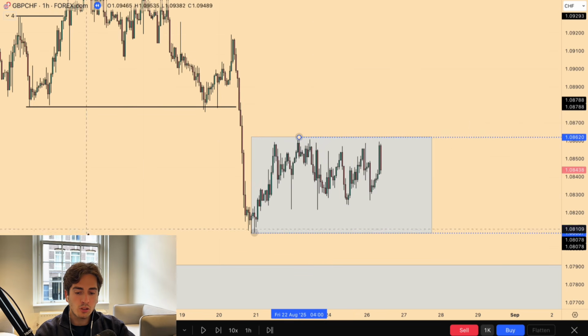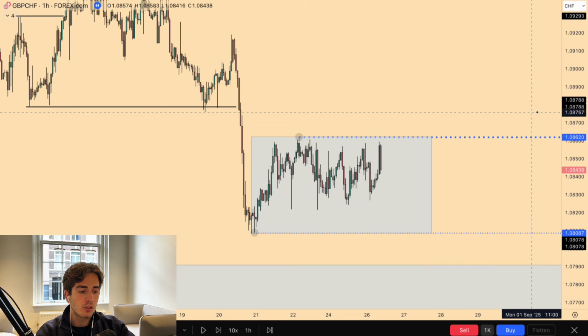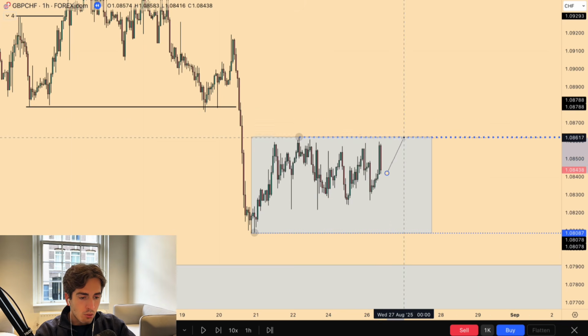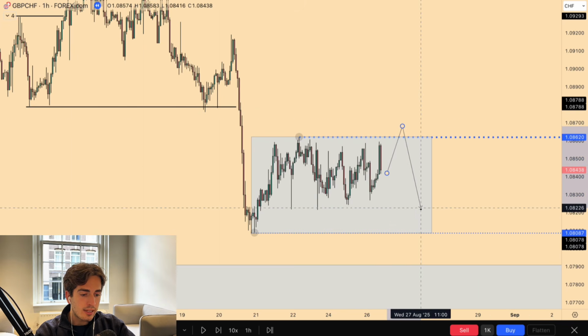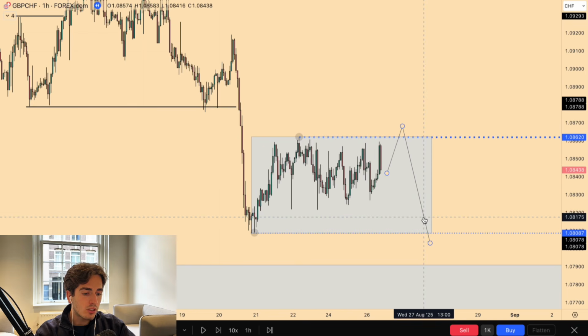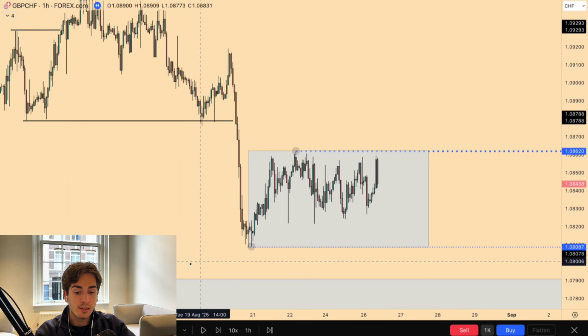Which is this blue dotted line, which I'm going to make nice and thick here for you guys. So what I'm ultimately just waiting for at the moment is for the range high to get liquidated, and then for an overall downside continuation trade to start taking place.